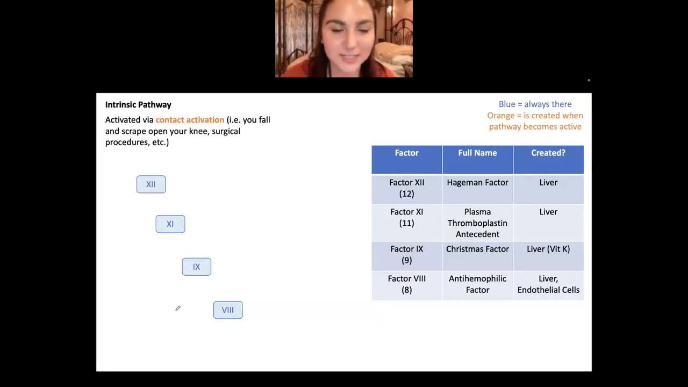Okay, so first we're going to talk about the intrinsic pathway. The intrinsic pathway is the one that's a little bit more involved. The extrinsic is not as involved. And that's kind of how I made this chart.